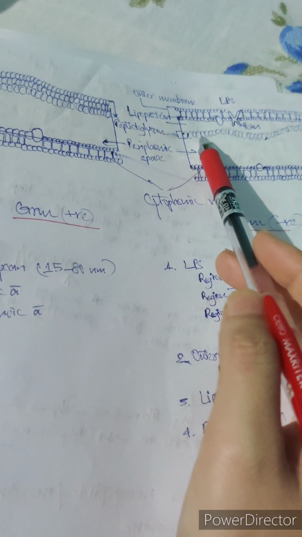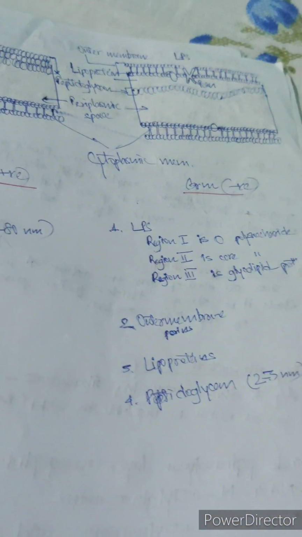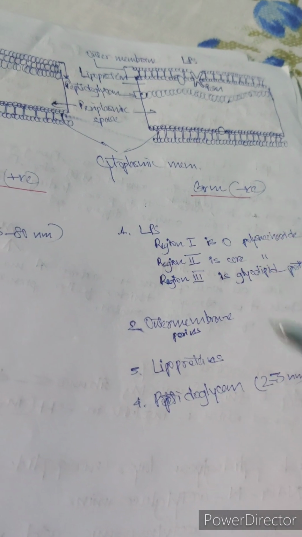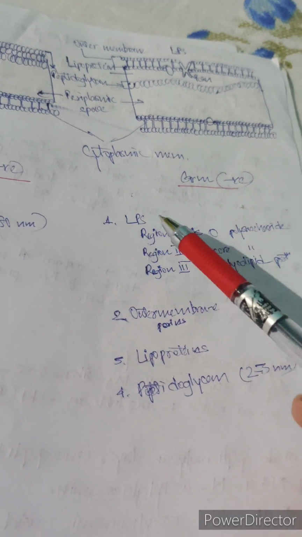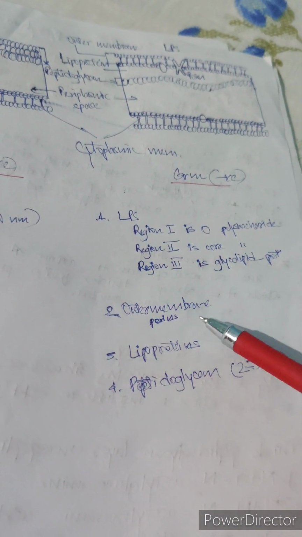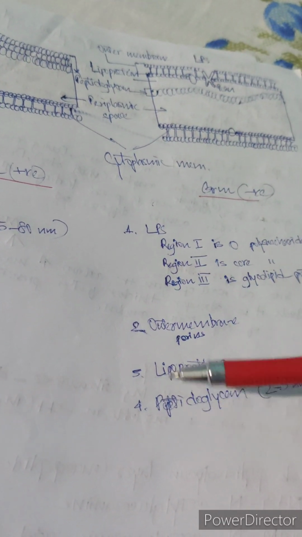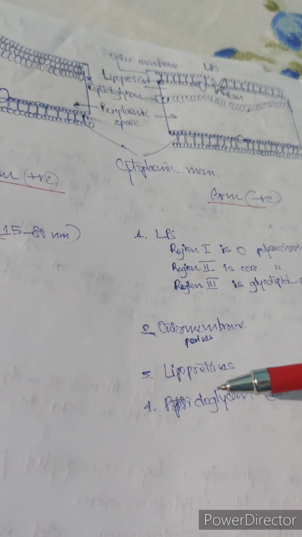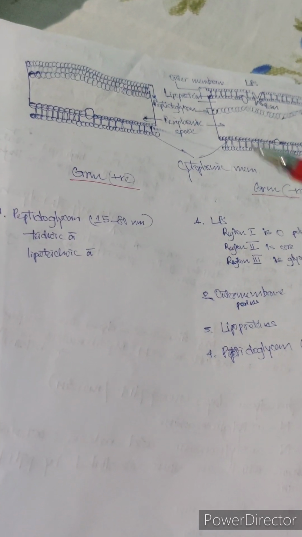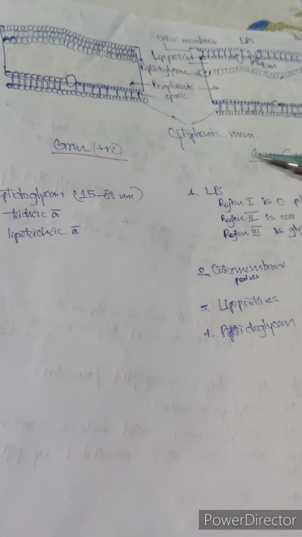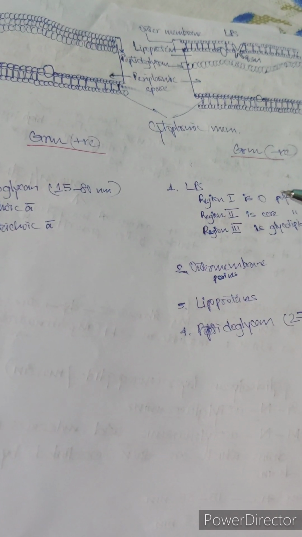In addition to the peptidoglycan layer, the cell wall of gram-negative bacteria is much more complex than that of gram-positive bacteria. They have a lipopolysaccharide region, they have outer membranes. So these are your outer membranes and lipoproteins, and lastly comes your peptidoglycan layer. So this is your basic difference between gram-positive and gram-negative bacteria.